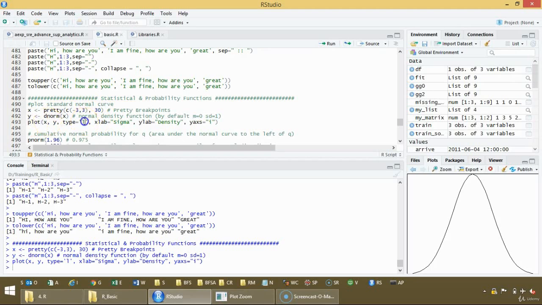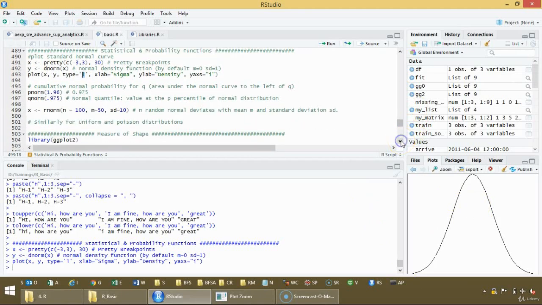The type L means line. That is what you see, the line. Okay, so that is how you can draw the normal curve. Now, if you want to know any cumulative normal data, let me explain what the meaning of this is.